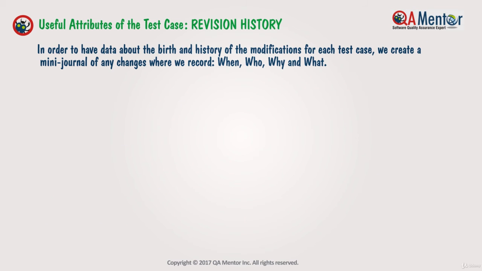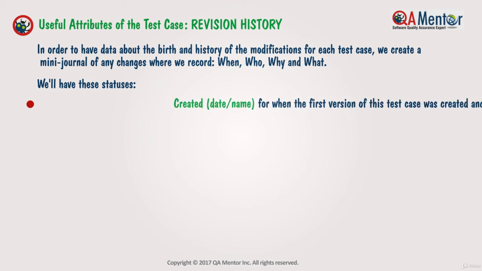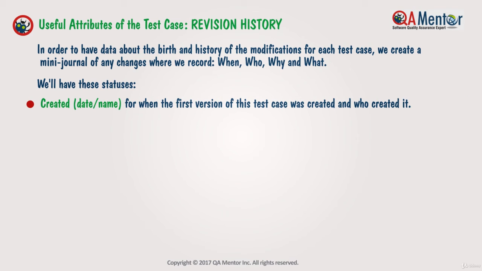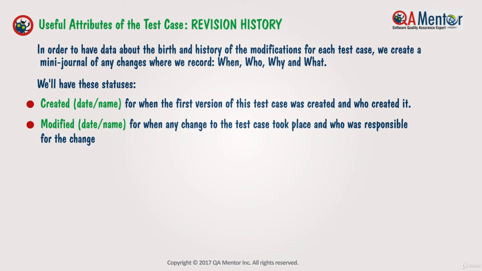Revision history. In order to have data about the birth and history of the modifications for each test case, we create a mini journal of any changes where we record when, who, why, and what. We'll have these statuses: created, date, name for when the first version of this test case was created and who created it. Modified, date, name for when any change to the test case took place and who was responsible for the change. Reason, why the test case was changed and what was changed. Test case management systems record revision history automatically.